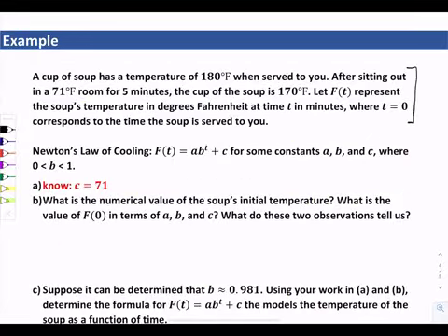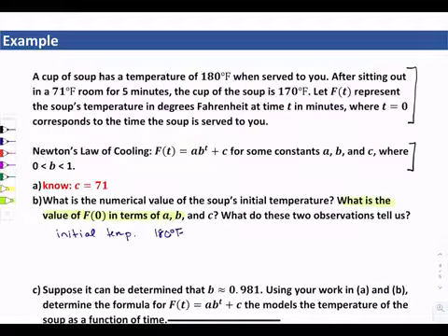So this just restates the problem. We already know the form for Newton's law of cooling, and we just determined that c equals 71. So now we're ready for part B. What is the numerical value of the soup's initial temperature? Well, we were told that the initial temperature is 180 degrees Fahrenheit.